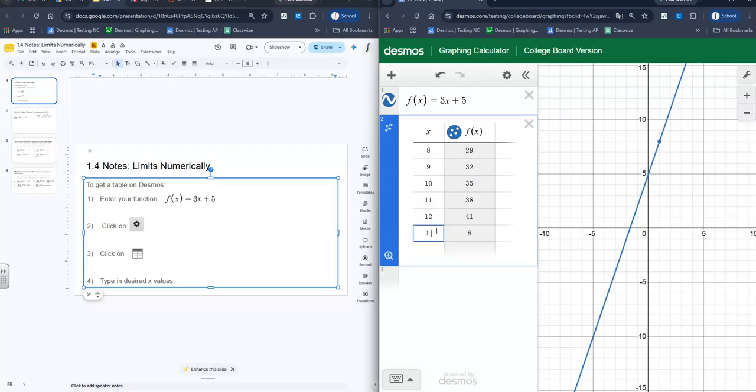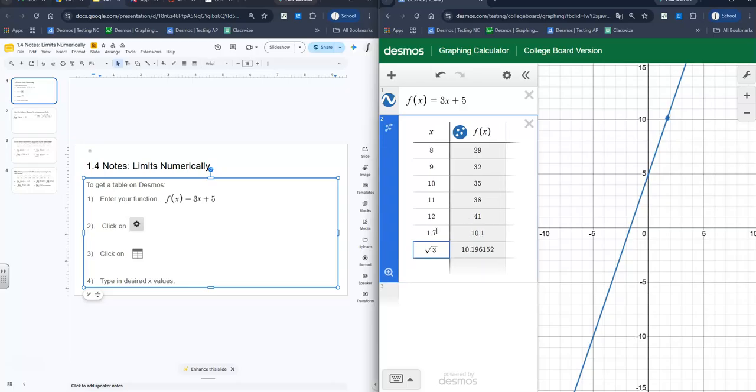You could plug in 1.7. You could plug in square root of 3. You know, whatever numbers you need to plug in there. So I apologize for my faulty notes. This is better. Do it this way. Okay.